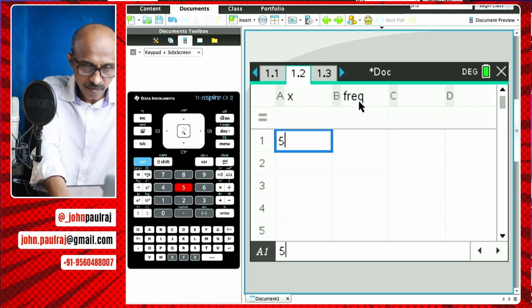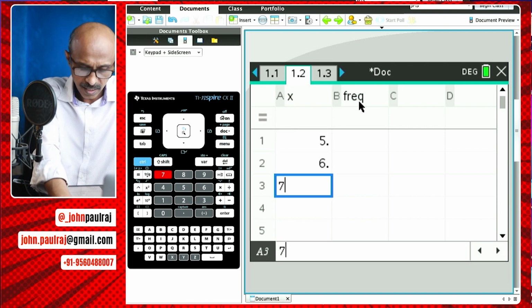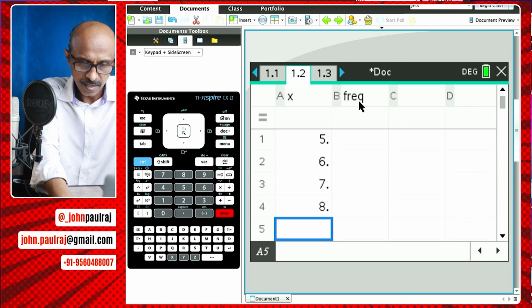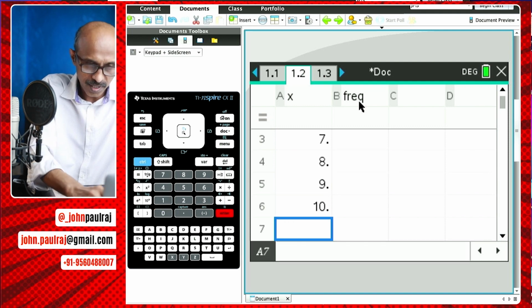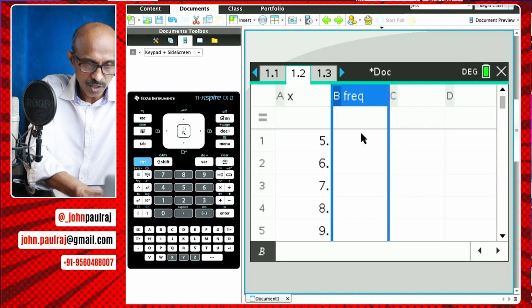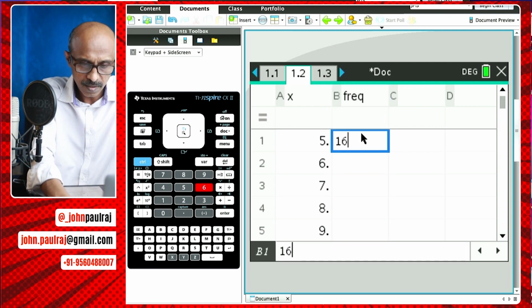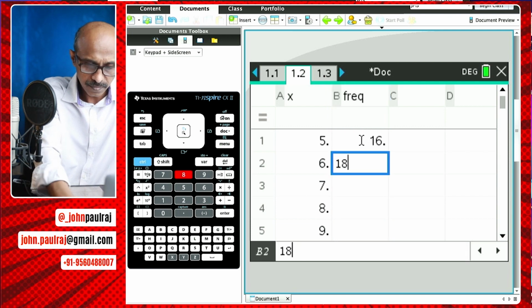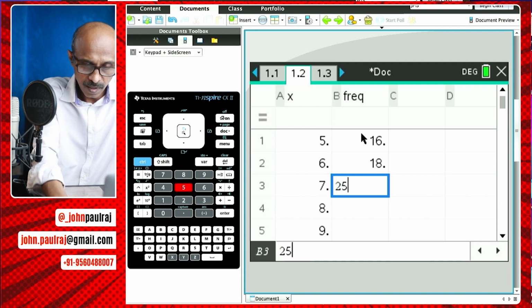So I'm just going to enter this data right now. 5, 6, 7, 8, 9, and 10. And the frequency associated with each of these is 16, 18, and 25.